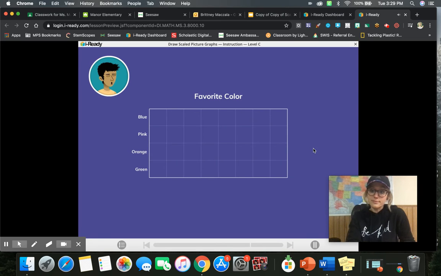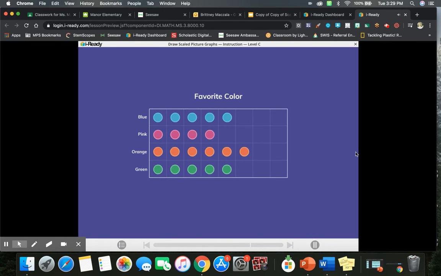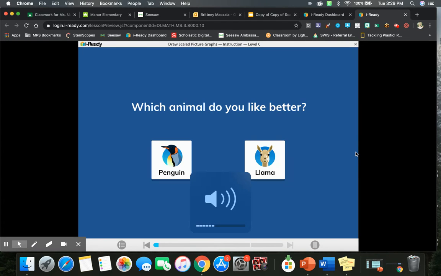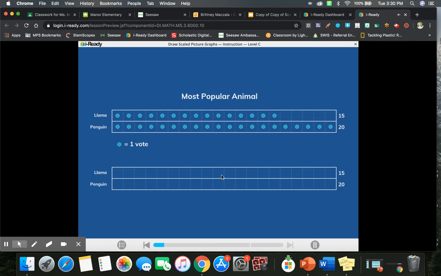Graphs can be used to show data. Let's collect some data to get started. Which animal do you like better? Let's see the results in a picture graph. Each picture represents 1 vote. So there's our scale. What if we use 1 picture to represent 5 votes?